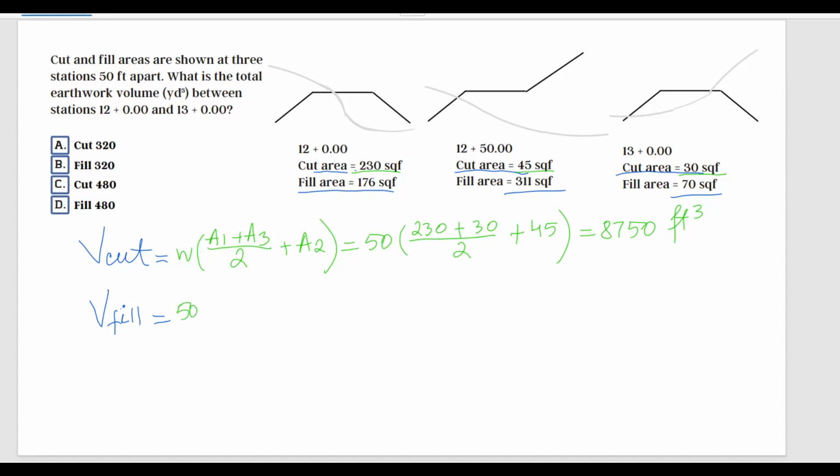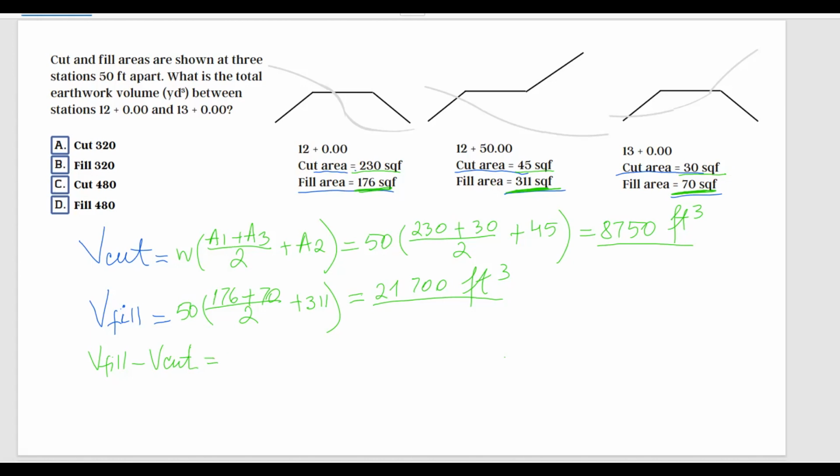And now let's calculate the fill volume. I'm going to have 50 multiplied by A1 is 176 plus A3 is 70 divided by 2 plus A2, which is 311. And calculating this, it's going to give you a value of 21,700 feet cubed.